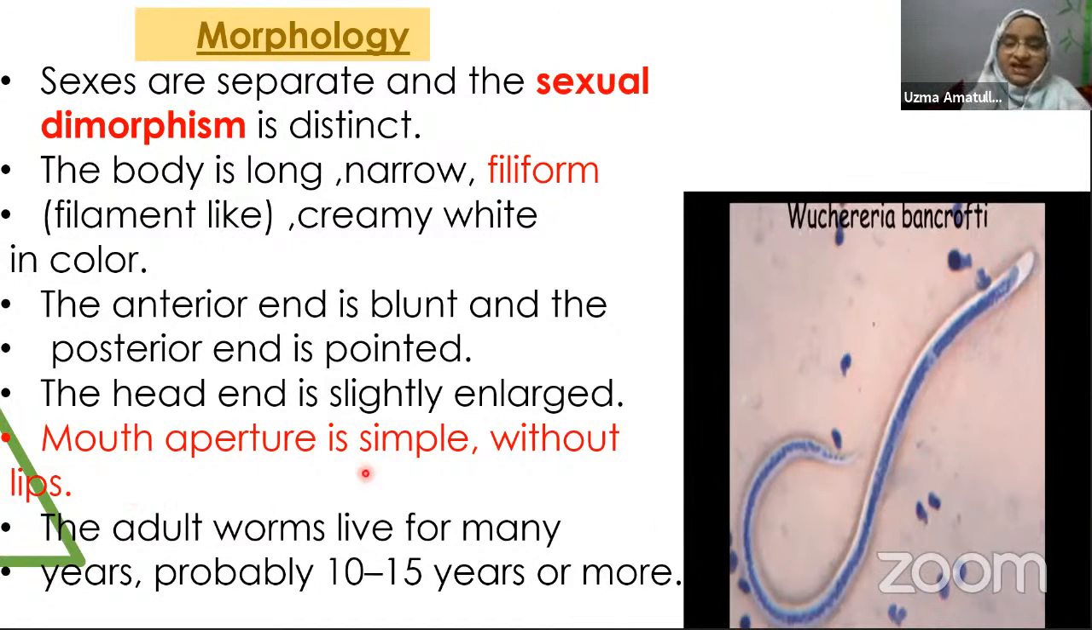And the mouth aperture is simple. Mouth has a simple aperture. Aperture means opening, and it is without lips. But in Ascaris lumbricoides, there were 3 lips, 3 chitinous lips. But here there are no lips to the mouth. The adult worm lives for many years, probably 10 to 15 years or more.